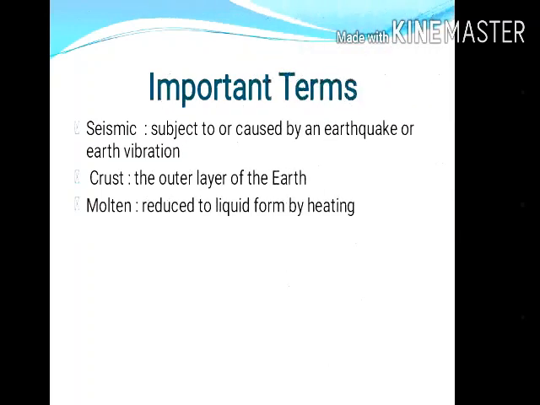Before proceeding to our lecture, we have to discuss some important terms. Seismic: subject to or caused by an earthquake or earth vibration. Crust: the outer layer of earth is called crust. Molten: reduced to liquid form by heating. It means by heating something it goes to the liquid state.